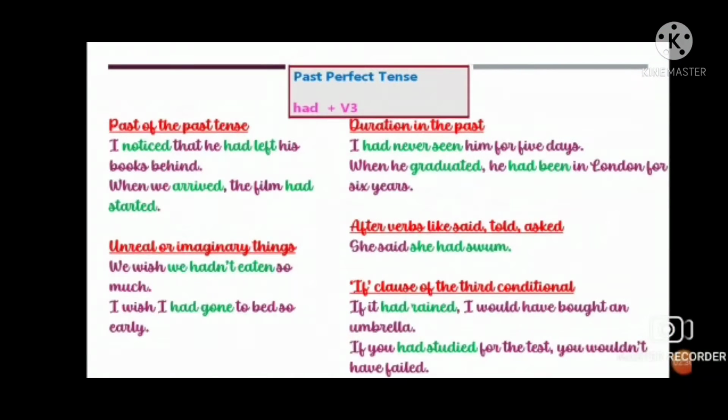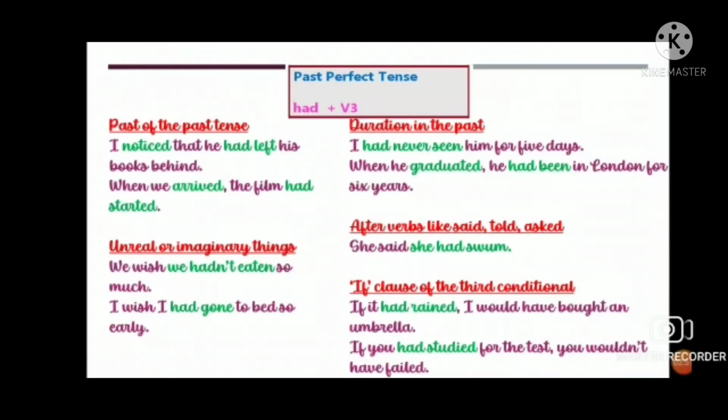Moving on to past perfect tense. Past perfect tense takes the form had plus V3. We usually call it the past of the past tense. For example, I noticed that he had left his books behind. Actually, we should not say it in the way I noticed he left his books.